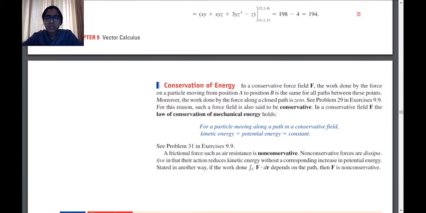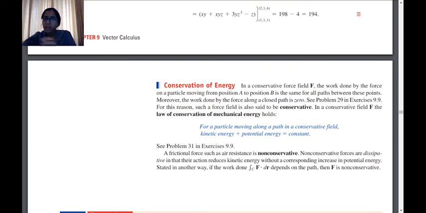So next is just a brief topic. It is called the conservation of energy. It is just relating the concept of the conservative vector field to the potential and kinetic energy and all. So let's just see. If the field is conservative, it states that the law of conservation of mechanical energy holds. And what is that law? That law is that for a moving particle in a conservative field, the kinetic energy plus the potential energy is a constant.